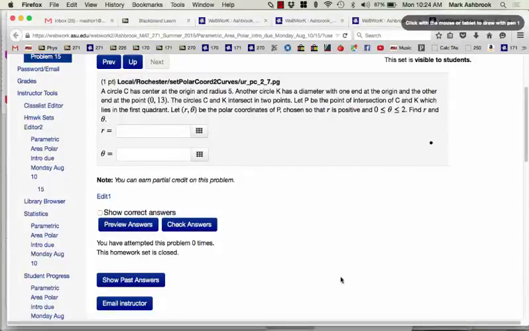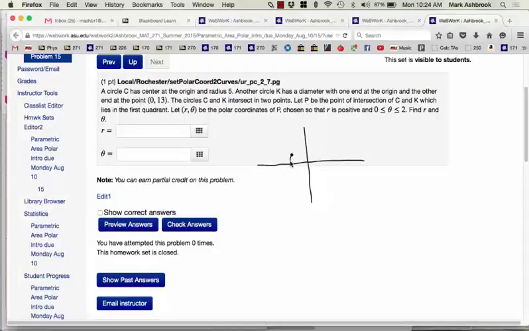Circle has center C and origin radius 5. Okay, another circle, that's circle C. Circle K has a diameter with one end at the origin, the other end at the point (0, 13). That's circle K. There you go.